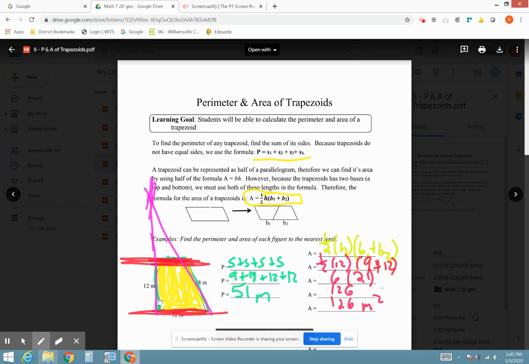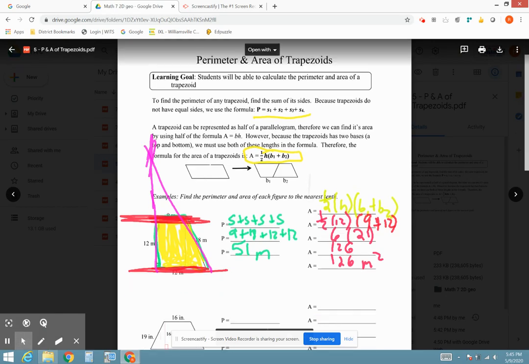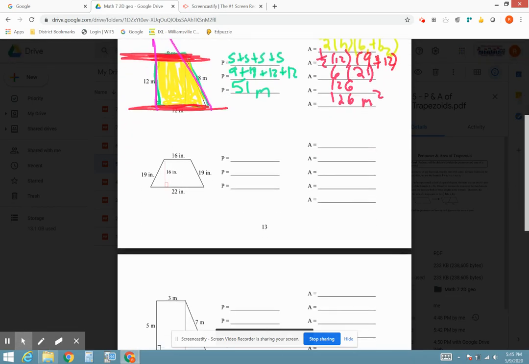Okay, let's try another one. Remember, you guys can stop and rewind these videos, rewatch as many times as you need to until you're comfortable. So again, 4 sides. If you're here, you're walking the perimeter, you walk 19, 16, 19, 22. Now, some of you might be thinking, well, Mrs.